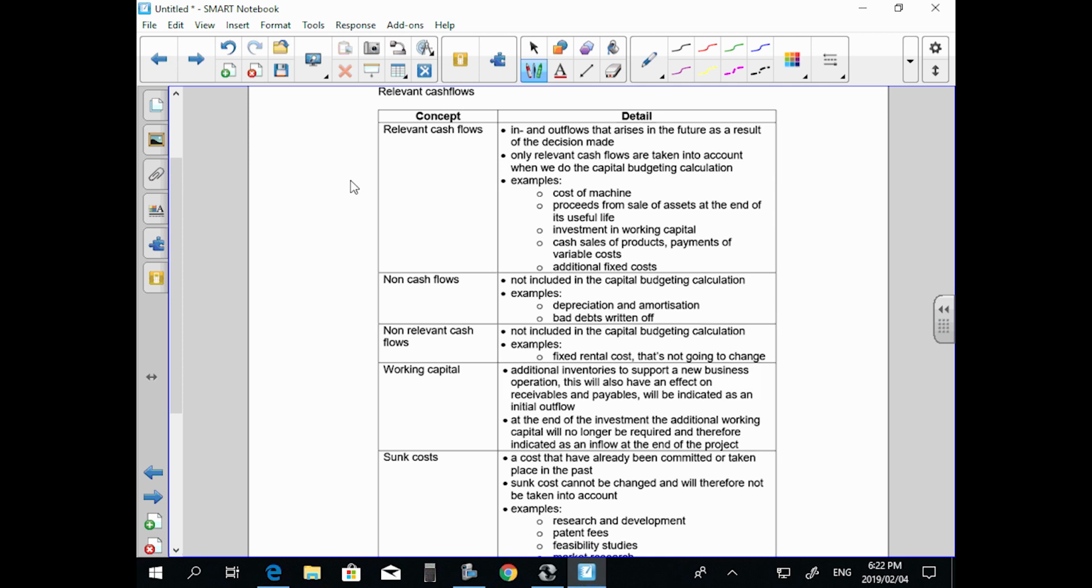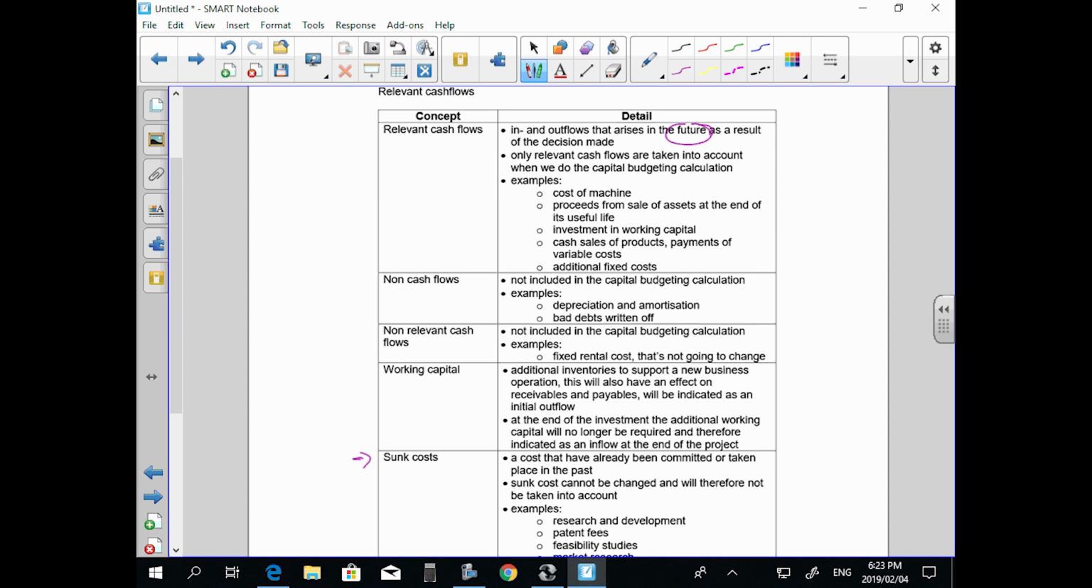So relevant cash flows are inflows and outflows that arise in the future, guys, and the keyword here is the future, as a result of a decision made. Which means if yesterday I went out and did research and development, is that the future? It's the past. So whatever happened, whether it was 2 hours ago, before I made my decision to take on a project, it's not a future cash flow, which means it's not relevant. That's what we call a sunk cost. So if I had research and development into one of the projects and it cost me 100,000 Rand, I don't include it in my cash flow because it already happened.